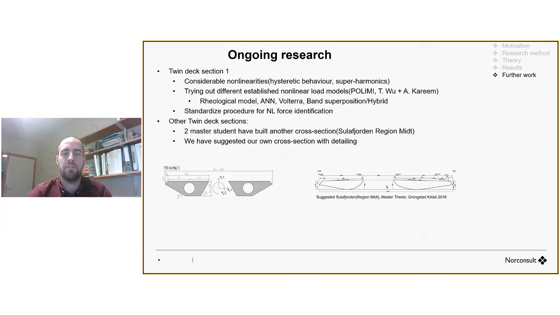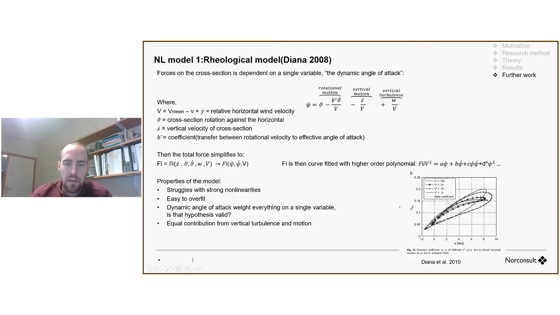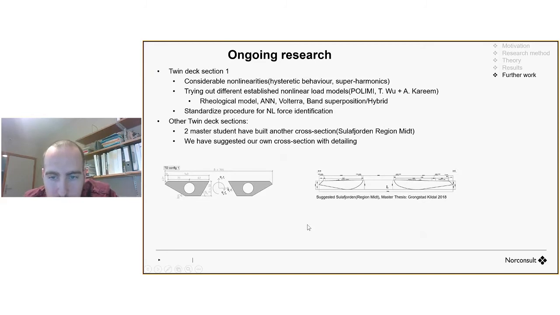Some master's students have tested a suggested cross section for Bjørnafjord, and also one from Sulafjord. And we also have our own cross section with detailing that we are going to test. So then we're going to have 3 different cross sections. I hope we have some way of concluding then.